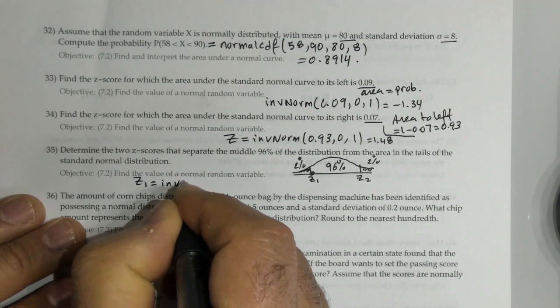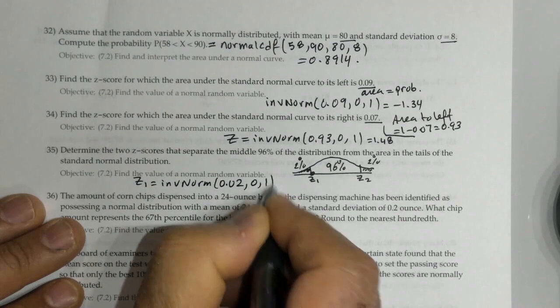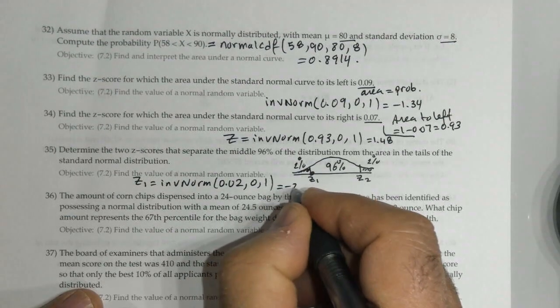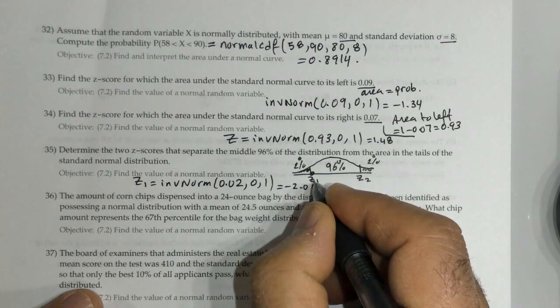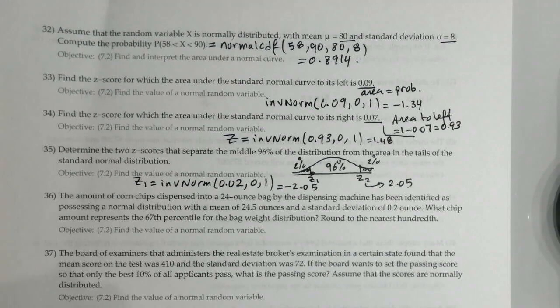So I'm going to find only one, and the other one will be opposite in sign. So that will be inverse norm 0.02 comma 0 comma 1. And if you check the answer, it will be negative 2.05. So if z1 is negative 2.05, you can be sure, guys, that z2 is what? 2.05.